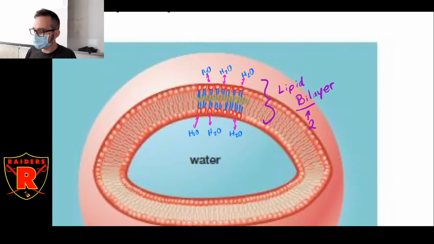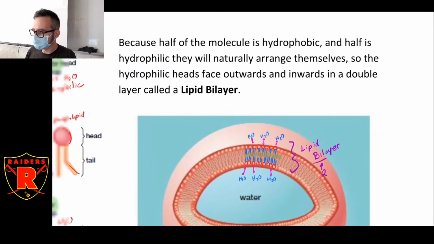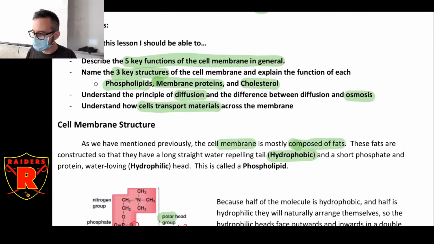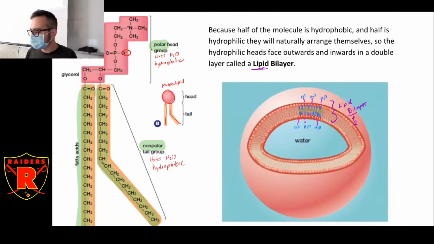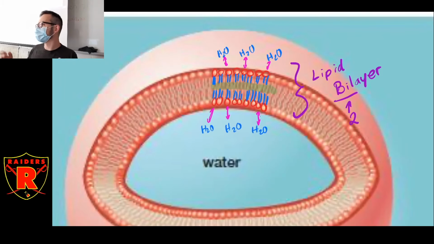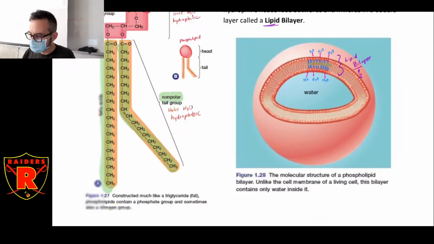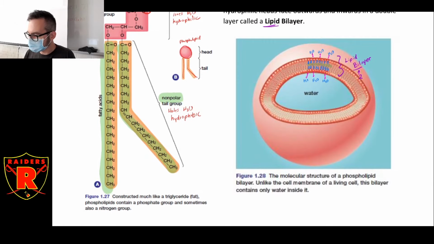So that's the main part of it, the lipid part, the fat part. We mentioned above that there are three key structures in it. The phospholipids, that is the fat part, make up the bulk of it. That's the actual layer. It's composed of fats. But then you need all the other functional parts. So that's the fat part.